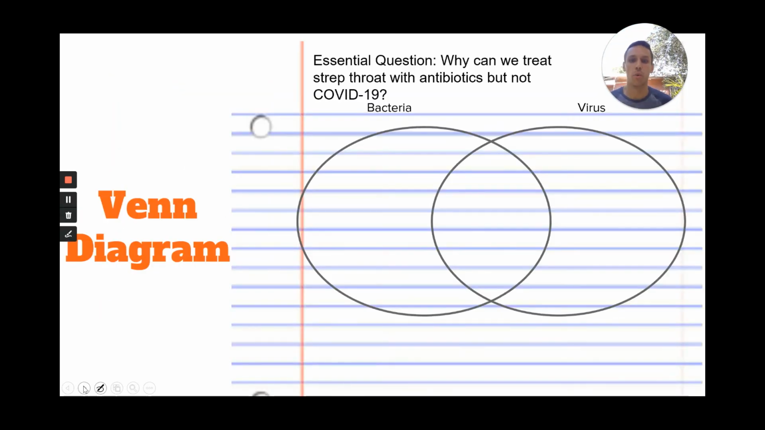All right, so what I want you to do, I want you to flip your paper over, and I want you to go ahead and draw this Venn diagram on the back. Bacteria goes on the left side, viruses go on the right. When you're done, click continue.